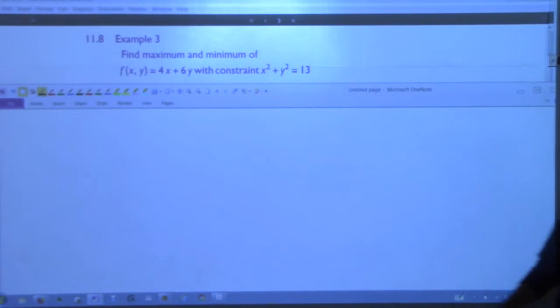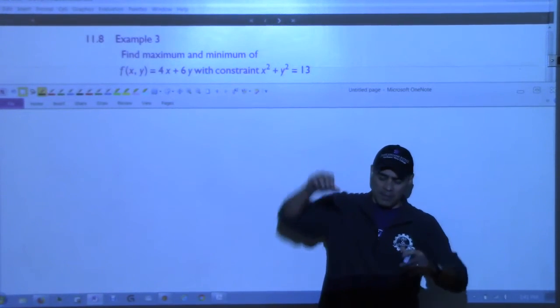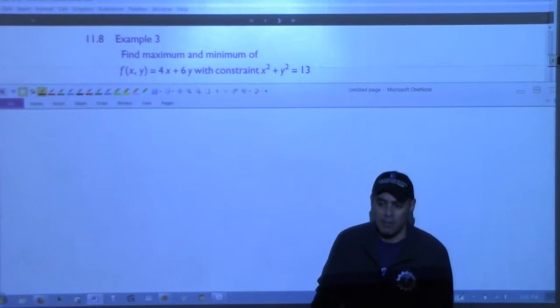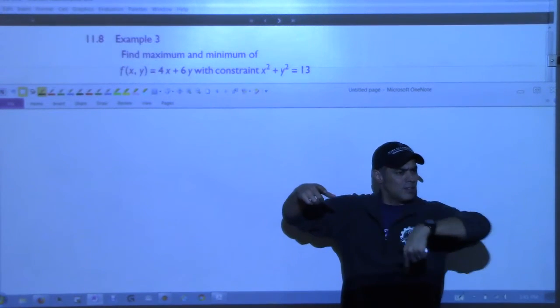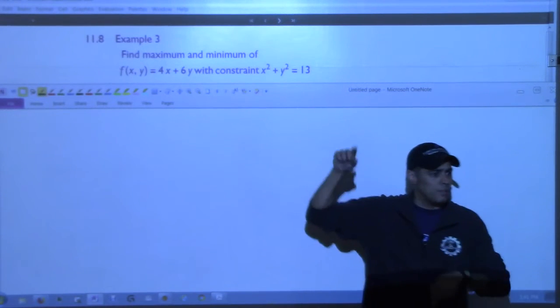So can you all imagine what this might look like? You have a plane. Maybe it's tilted somehow. Taking points on a circle, plugging them up into the plane. You should get something that probably looks like an ellipse on that plane, right? You're trying to find the highest and lowest points.